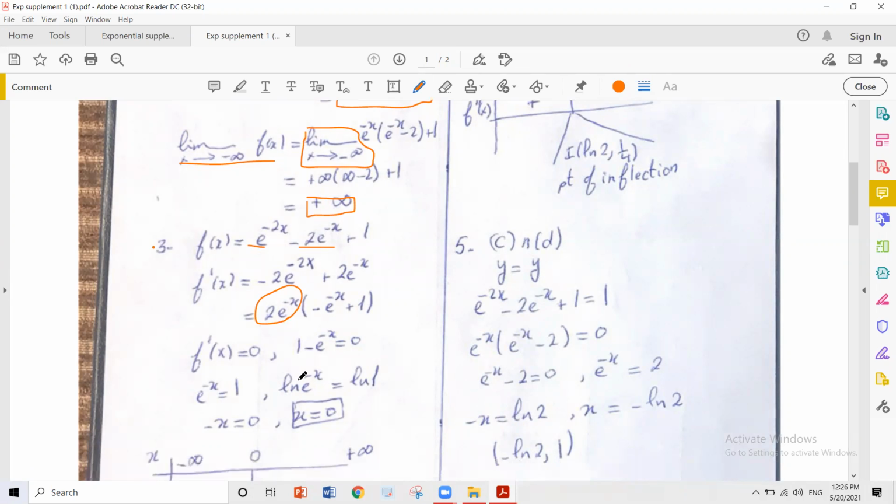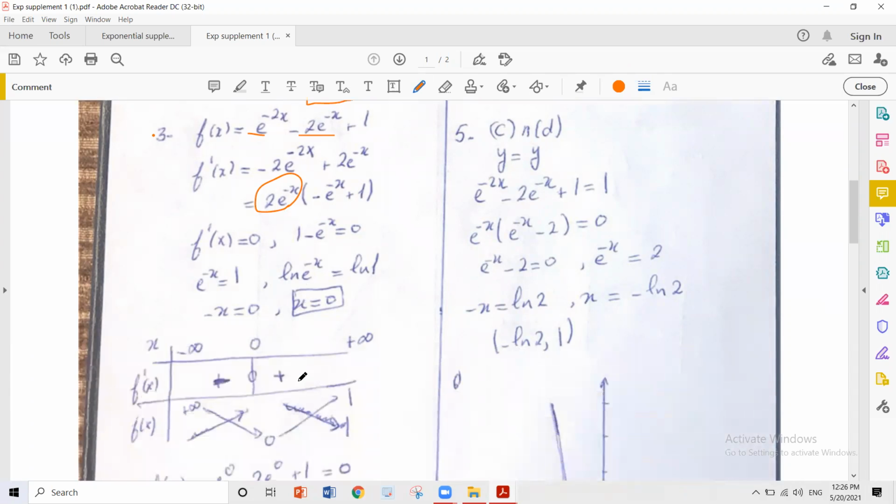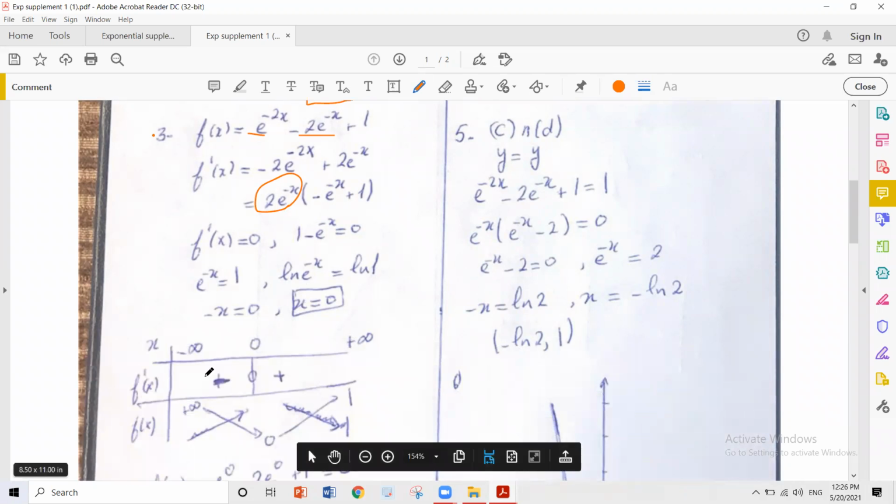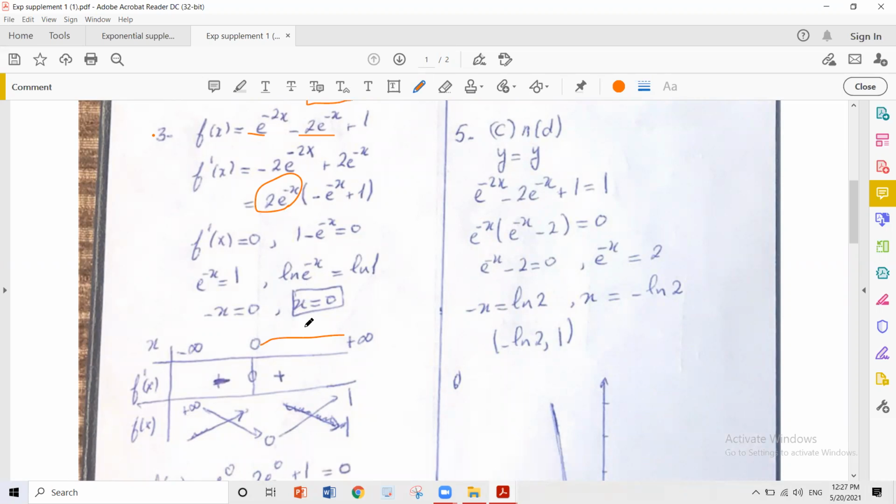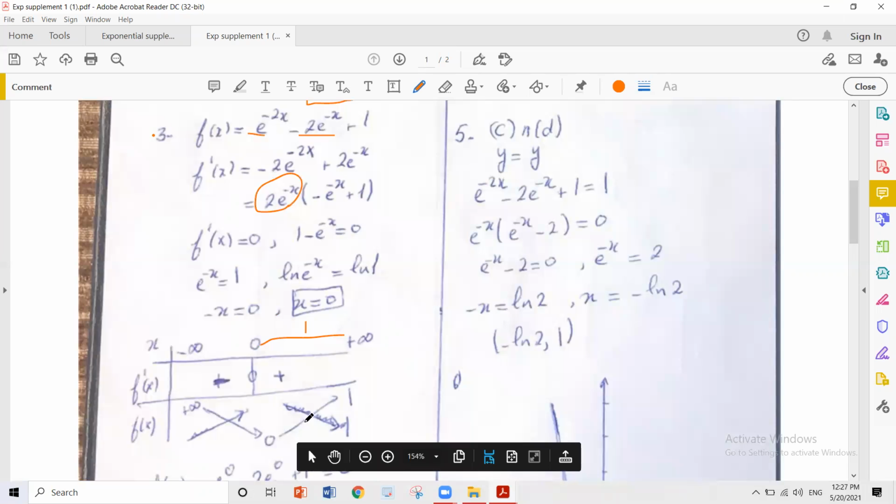Now to make the table of variations, we put the domain, f prime x, f(x), to know the sign after 0. If I take 1 here and I replace it in the derivative, 2e to the minus x is positive, minus e to the minus 1 plus 1 is positive. So here positive, here negative: decreasing, increasing.